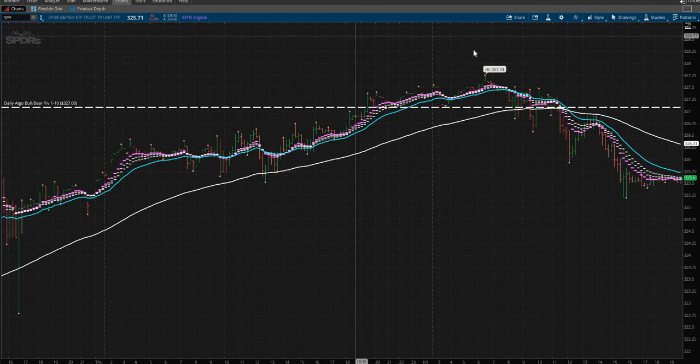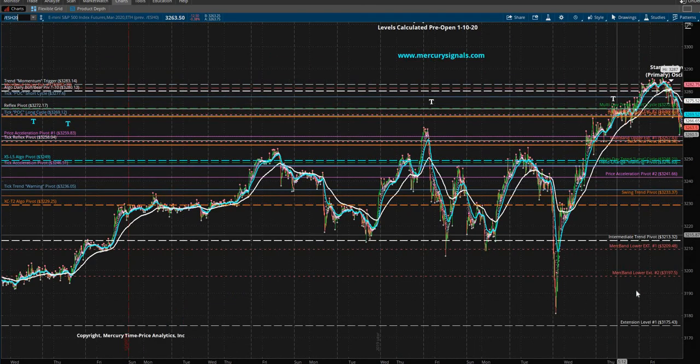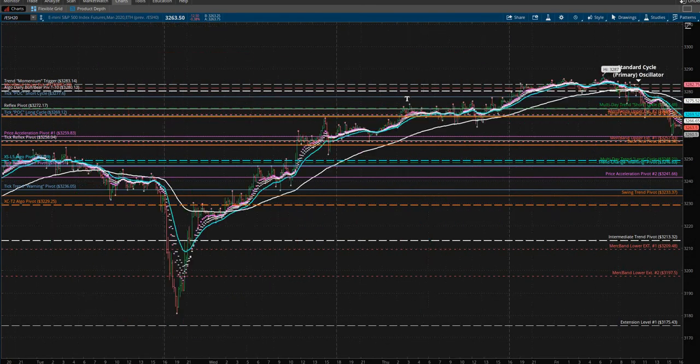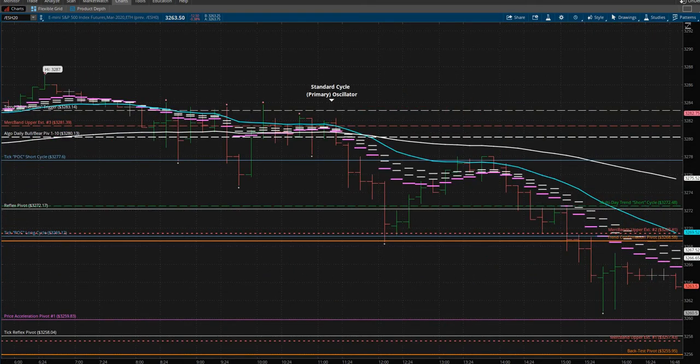Now, imagine again you're trying to trade this with nothing on it. Where are you going to take profits? Well, a little bit easier now, huh?